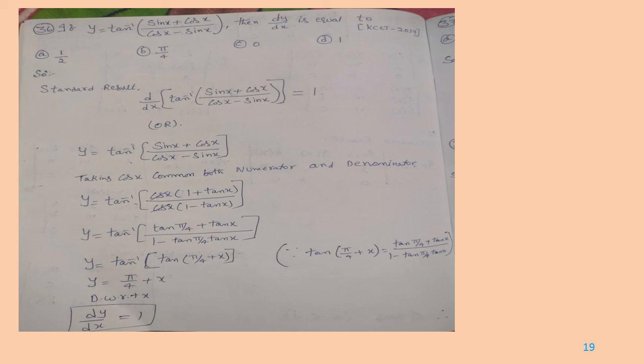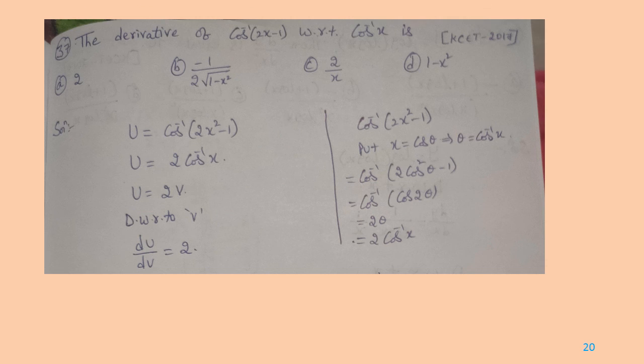Either you can remember the standard result or you can go by the method. Next one: the derivative of cos inverse (2x square minus 1) with respect to cos inverse x. So here we have u equal to cos inverse (2x square minus 1). This is the standard formula for 2 cos inverse x.